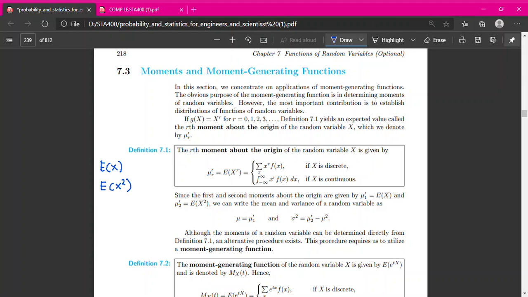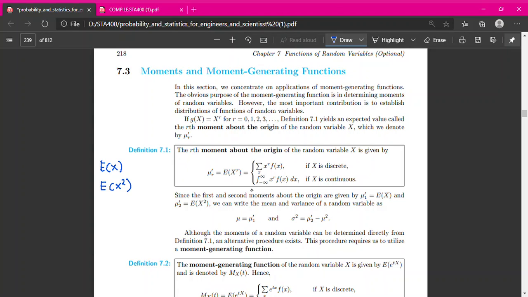Let's say kalau kita nak cari X power of 1, it will call first moment about the origin. Kalau X power of 2, it will call the second moment about the origin. X power of 3, the third moment about the origin. The basic concept of the moment about the origin adalah untuk discrete it will be summation of X power of R multiply the function of fx. Sama macam mathematical expectation sebelum ni.